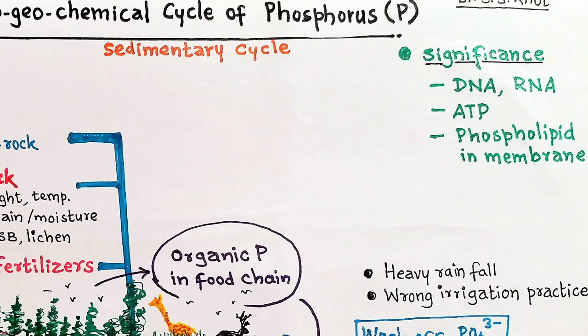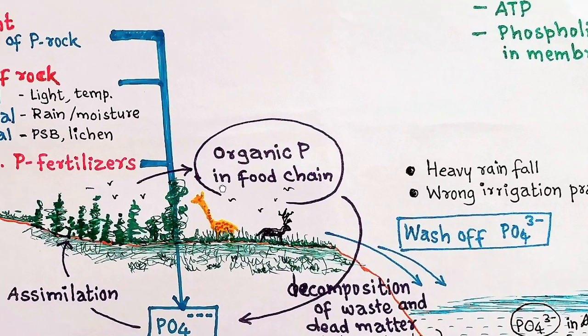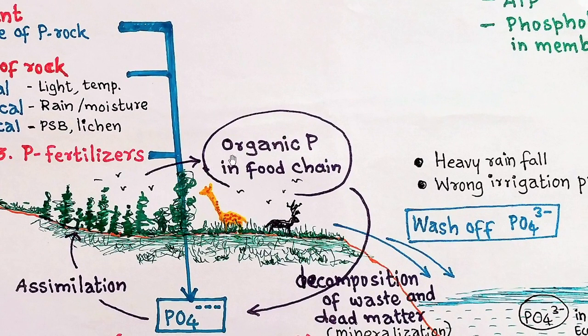Phospholipids are essential for the development of membranes. The cell membranes, the nuclear membrane, or the membranes of all types of cell organelles are made up of phospholipids and proteins. So the inorganic phosphate is assimilated by living organisms for the synthesis of various organic phosphate-rich products. The organic phosphate is passed on through various trophic levels. From the plants, it is utilized by the herbivores, then by carnivores and so on.